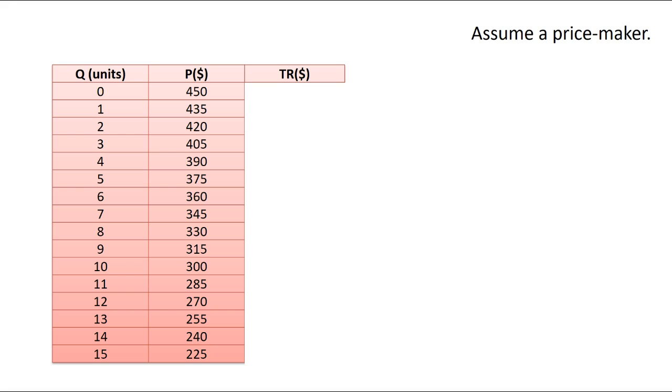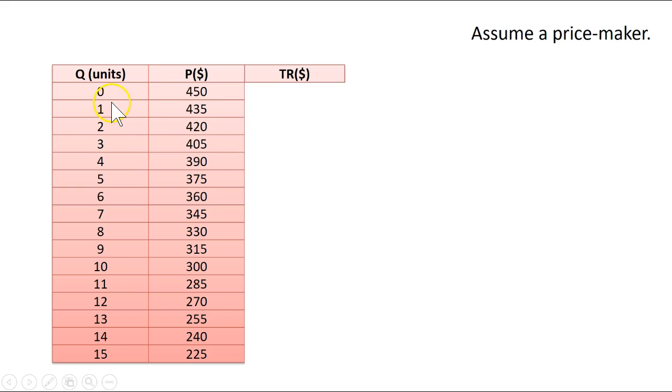What if we now assume we're dealing with a price maker? What if the firm can change the price that it sells its output at? So here we have the price column showing the prices that the firm is able to charge. These are the maximum prices, the highest prices consumers are willing to pay. So for the first unit, the consumers are willing to pay $435. If the firm charged $450, it could sell no units.